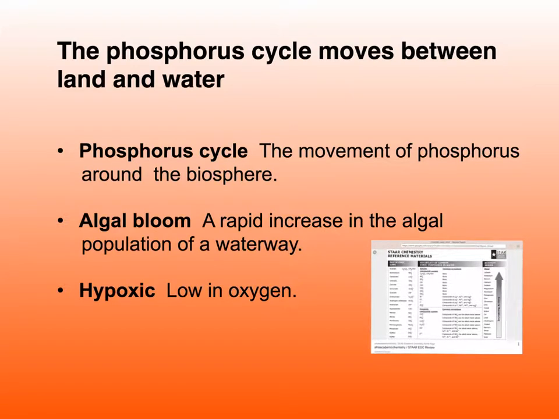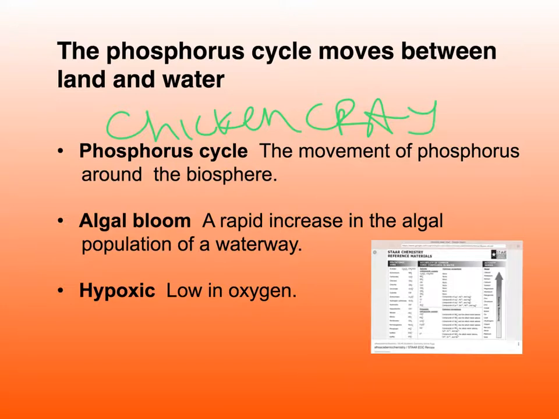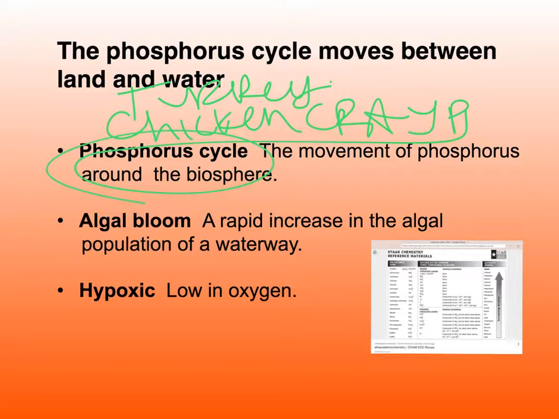So when we do have runoff from human activities, such as fertilizing in farms and poop from chickens, chicken poop gives you lots of phosphorus. You need to know that chicken poop, turkey poop, chicken crap, gives you lots of phosphorus, right? And when you get that into the water, you end up with algal blooms, right?